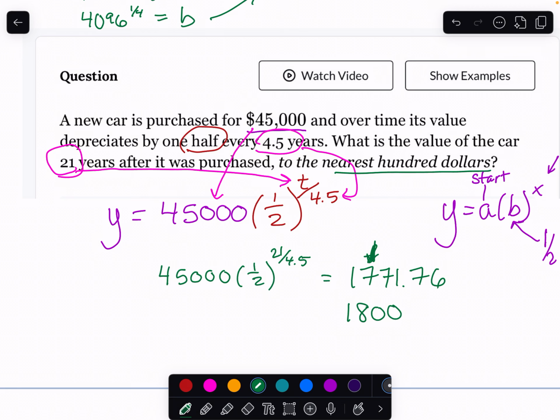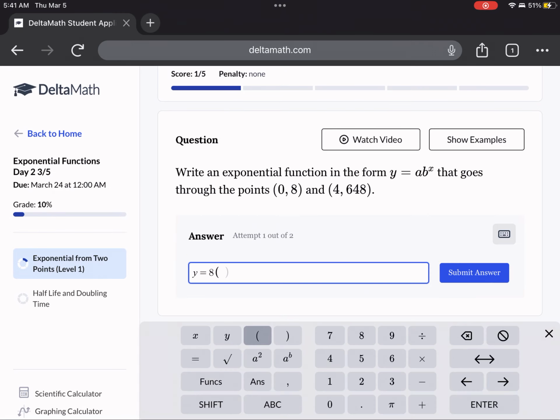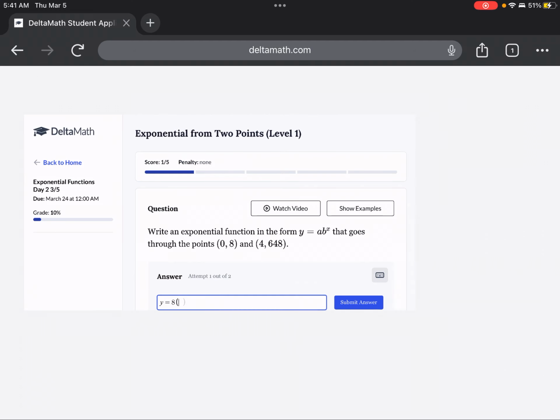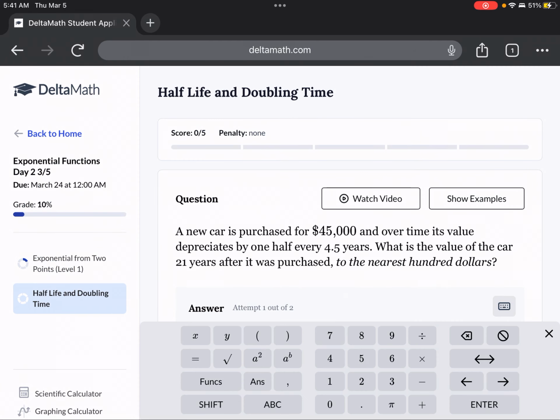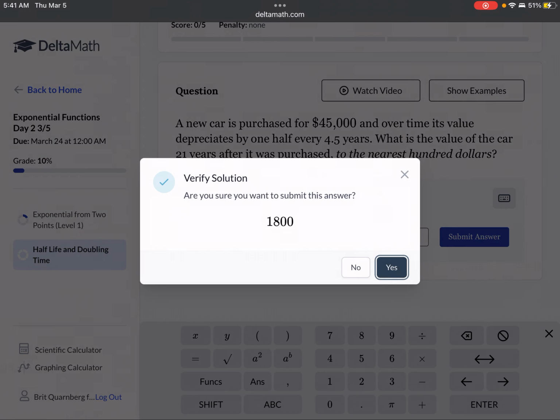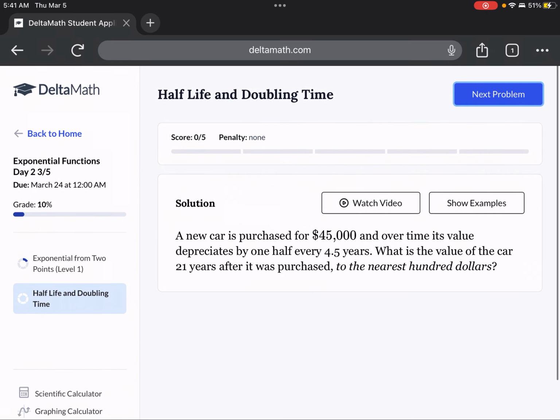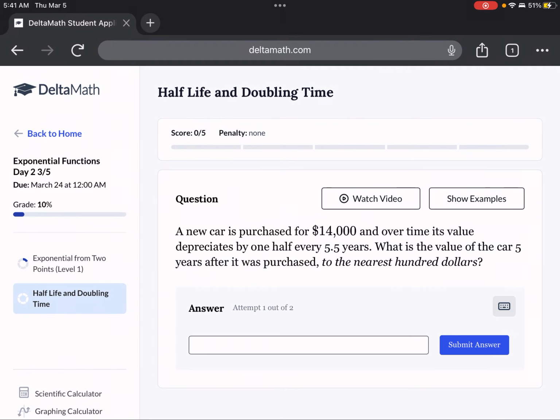Okay, let's go and put that in. Oh, I didn't finish typing this in, did I? It's okay, I did on the other thing. Okay, so we got 1800. Submit answer. Yes, that is what I want. And it doesn't like me. Okay, next problem. All right.